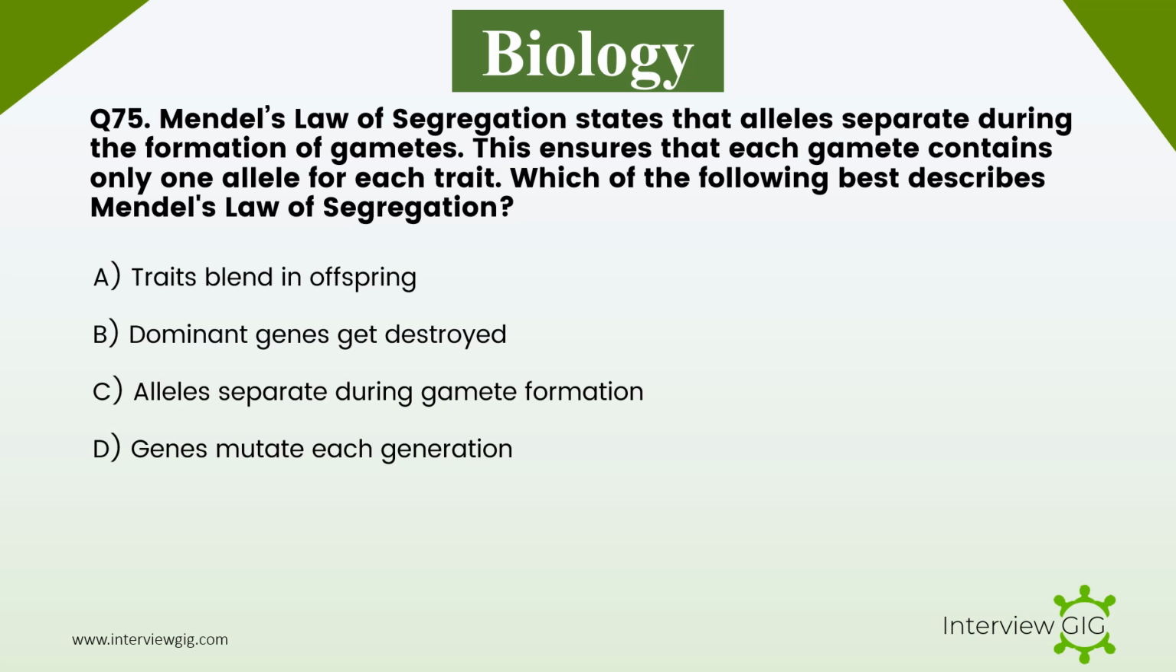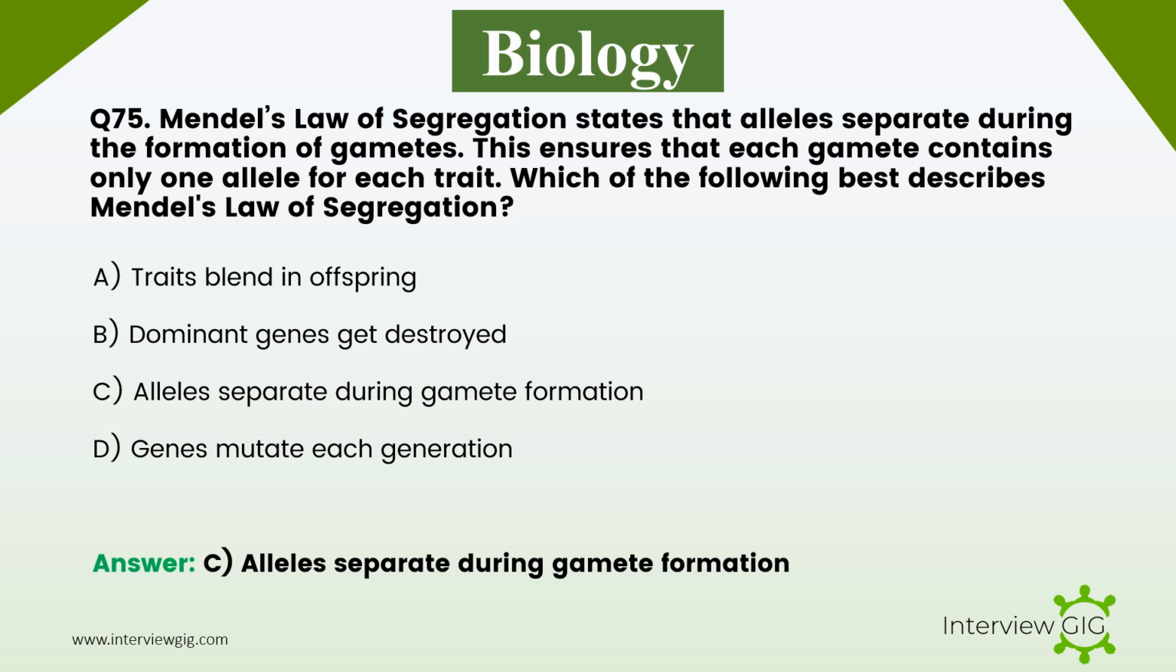Next question. Mendel's law of segregation states that alleles separate during the formation of gametes. This ensures that each gamete contains only one allele for each trait. Which of the following best describes Mendel's law of segregation? A. Traits blend in offspring. B. Dominant genes get destroyed. C. Alleles separate during gamete formation. D. Genes mutate each generation. Answer C. Alleles separate during gamete formation.